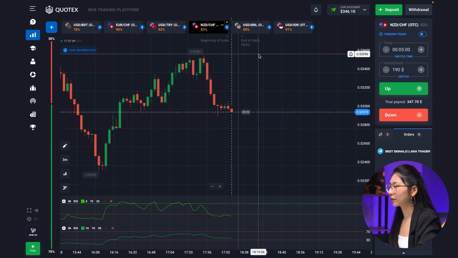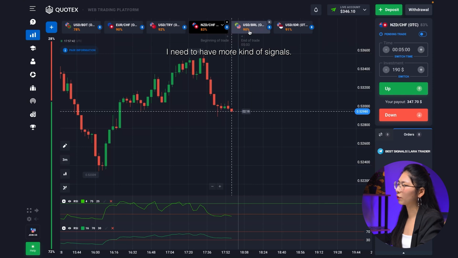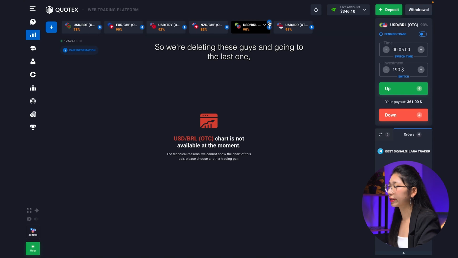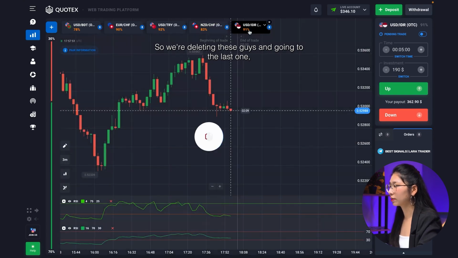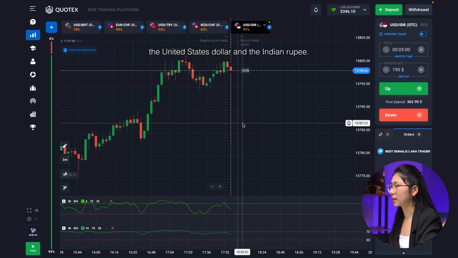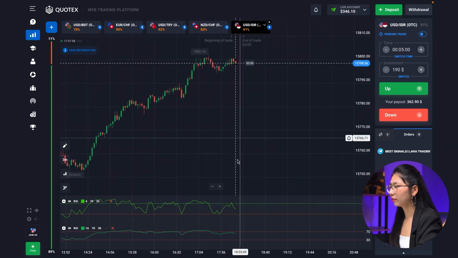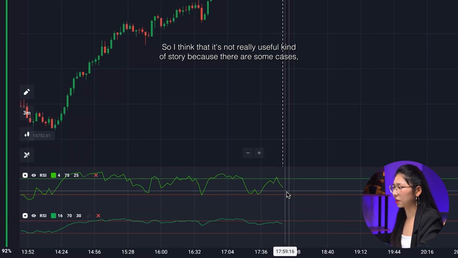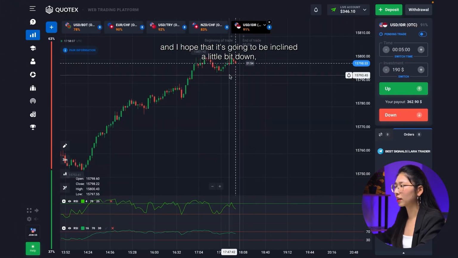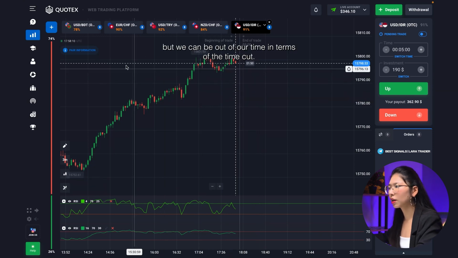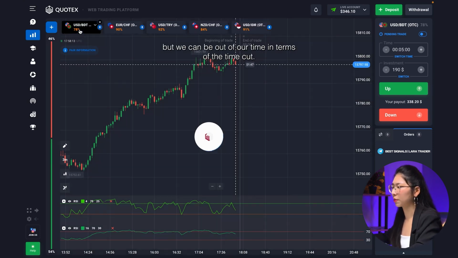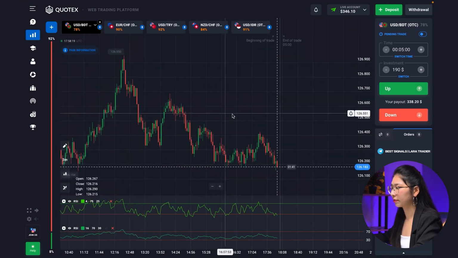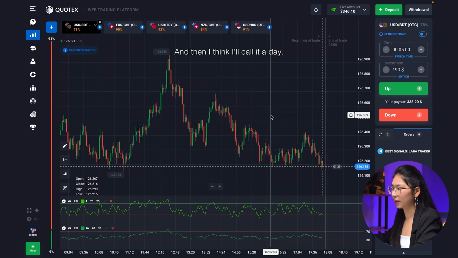But let's go further. I need to have more kind of signals. Oh, okay, so we're deleting these guys and going to the last one. It's the United States dollar and the Indian rupee. So I think that it's not really a useful story because there are some cases and I hope that it's going to be inclined a little bit down, but we can be out of our time in terms of the time cut. So let's go for example to the first one, currency ratio. And then I think I'll call it a day.